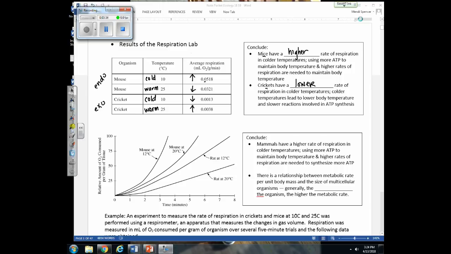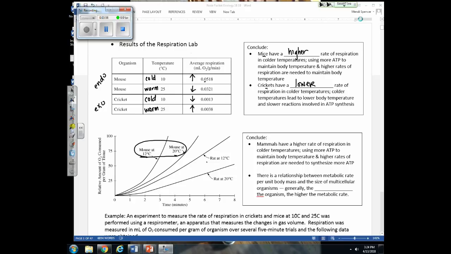Another idea to remember is that body size matters. I have two endotherms. I have a mouse and I have a rat. And you can see that oxygen consumption is changing due to colder versus warmer temperatures, which we talked about above. But also notice that the mouse is taking in more oxygen in a period of time than the rat.